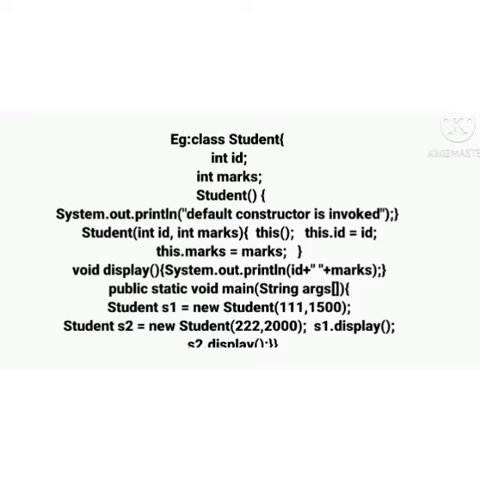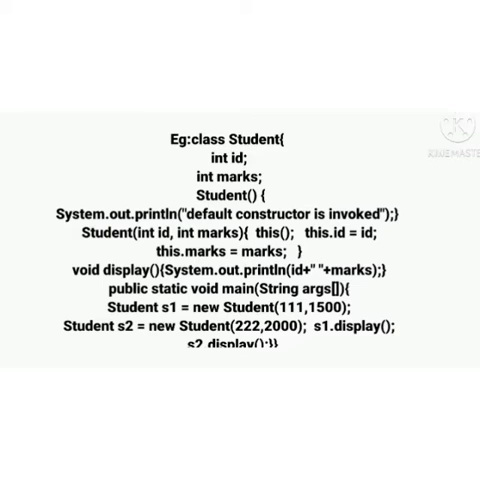Next is the example to invoke the current class constructor. The example will be class Student with int id and int marks, and Student. We have taken the constructor. Default constructor is invoked. Student int id, int marks, and the this keyword is taken. this.id = id, this.marks = marks, void display: System.out.println(id and marks), and public static void main: Student s1 = new Student, s2 = new Student, s1.display, s2.display. Here we have taken the constructor.